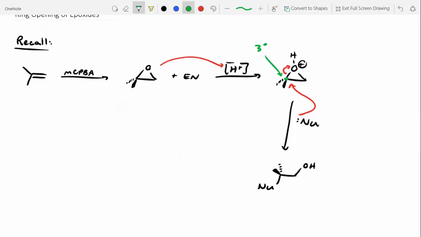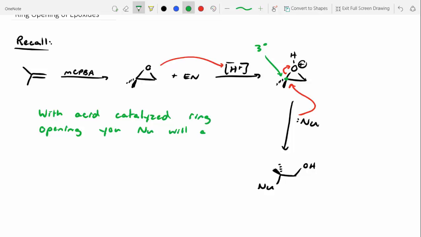With acid-catalyzed ring opening, your nucleophile will add into the tertiary carbon. Now there's a little bit of a hiccup with this, and that is when we have secondary carbons versus primary carbons. So let's take a look at an example.